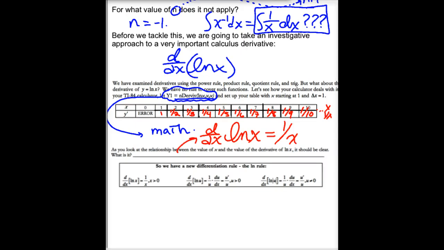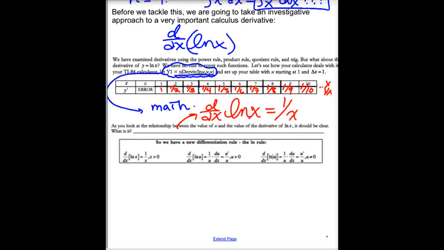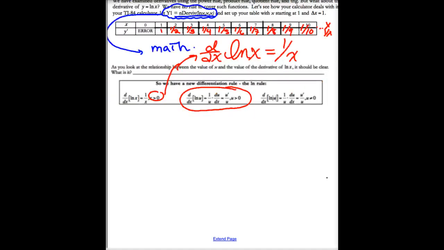So that gives us a first really important derivative when we're dealing with e's and natural logs. Basically what I just told you: the derivative of the natural log of x is equal to 1 over x. Keep in mind we need to have x greater than 0 because we can't take the natural log of negative numbers. Equivalently, we have a chain rule application that says the derivative of the natural log of u is 1 over u times the derivative of u, where u is some function of x.